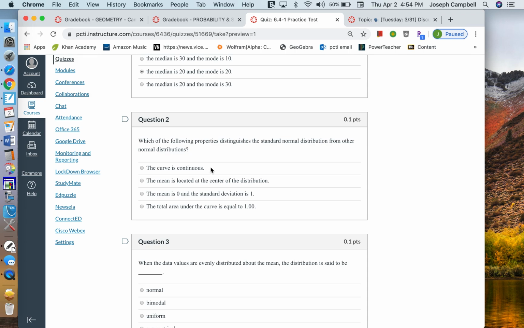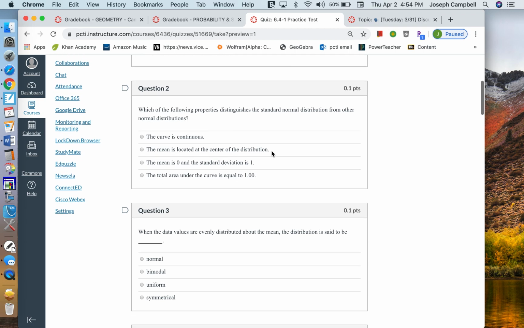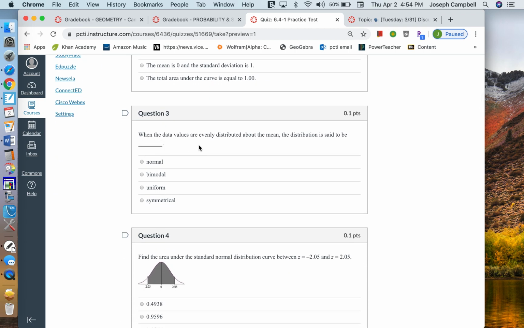Which of the following properties distinguishes a standard normal distribution from normal distributions? The standard normal is centered at 0 and has a standard deviation of 1, which makes it standard. That's like the z table, remember? When the data values are evenly distributed about the mean, the distribution is said to be symmetrical. Okay, even is same on both sides.